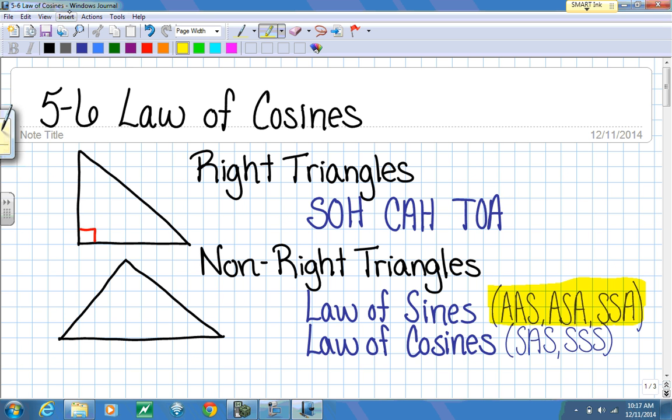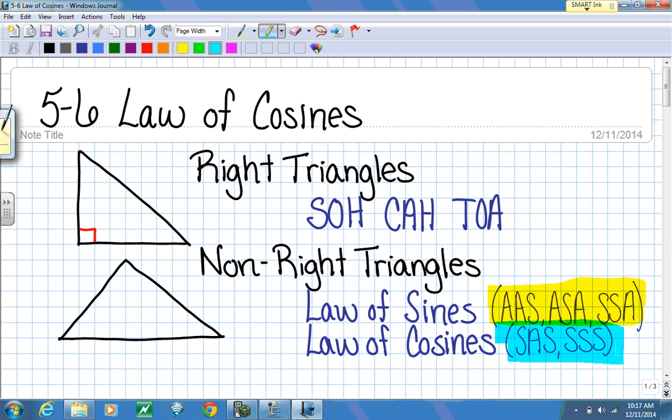All right, finishing up chapter 5, we're going to be talking about the law of cosines. We've already talked about how we use SOHCAHTOA when working with right triangles to find missing sides and angles. We talked about how we use the law of sines to find missing sides and missing angles. And then today we're going to talk about how we use the law of cosines to find missing sides and angles.